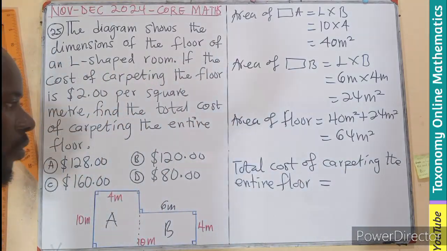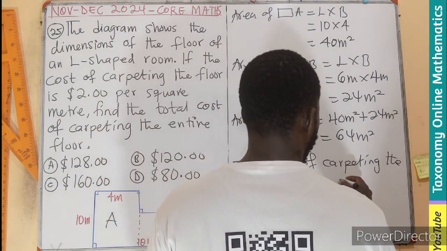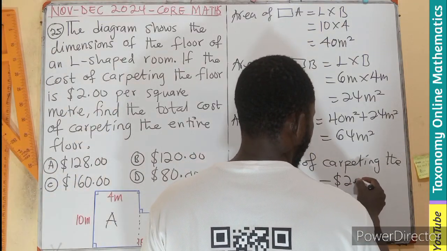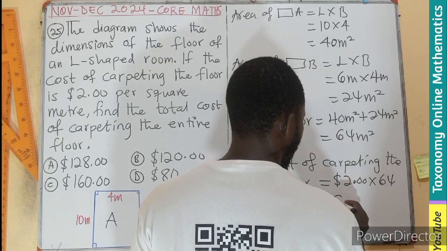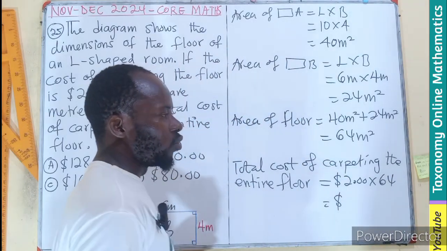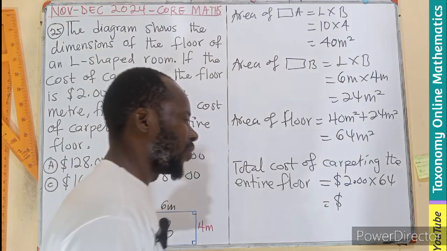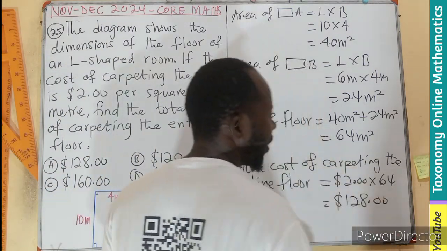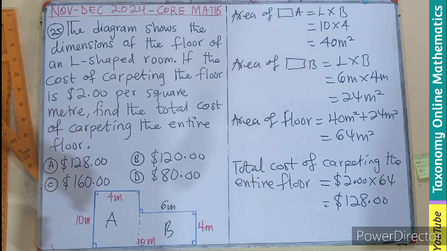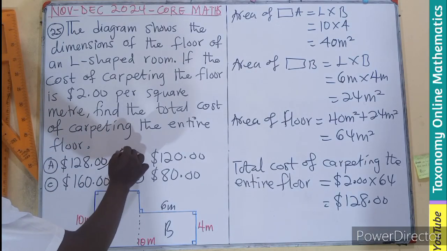So the total cost of carpeting the entire floor is going to be $2 times 64. And I believe 2 times 6 will be 12, 2 times 4 will be 8, so $128. So 128 is going to be option A.